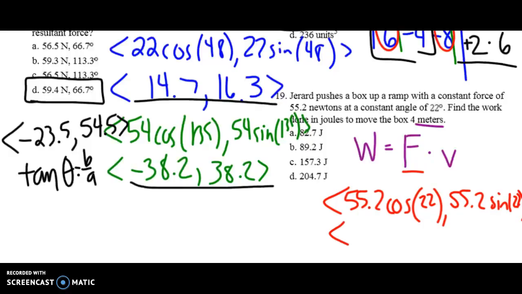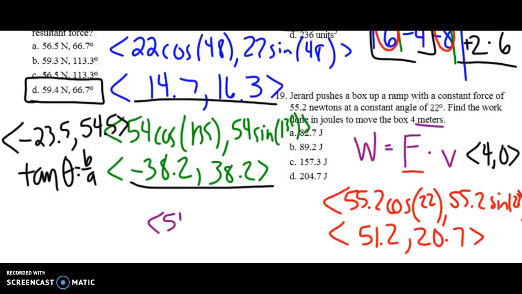And so I find that vector to be 51.2 and 20.7. Then I'm going to find the dot product between this vector and the displacement vector, which is 4 meters in the x direction, so it'll be 4, 0. So now all I have to do is find the dot product between those two. So it's going to be 51.2, 20.7, dot 4, 0.